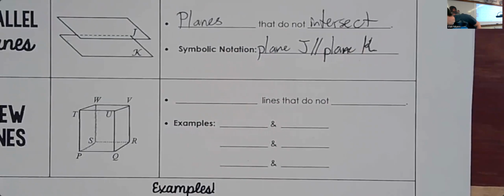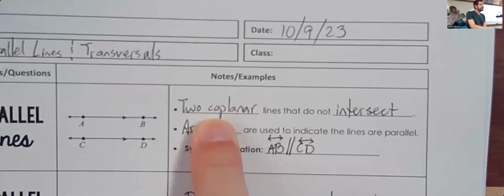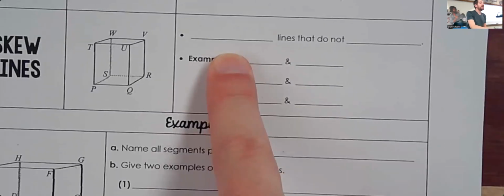I think at this point you all knew what parallel meant. The next one is the idea of skew. Has anybody ever learned about skew lines? There's more than one way for lines to not intersect. They could be parallel or they could be skew. With parallel lines, the lines have to be coplanar. With skew lines, they are non-coplanar lines that do not intersect.